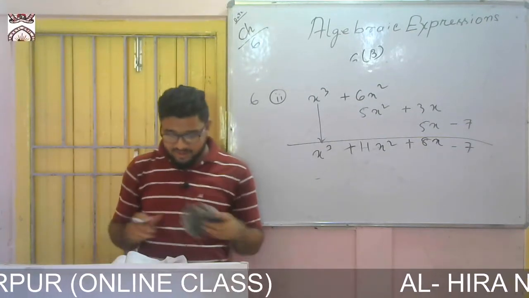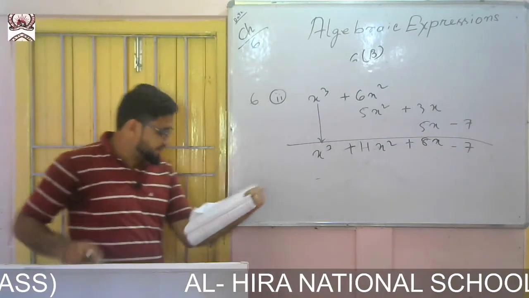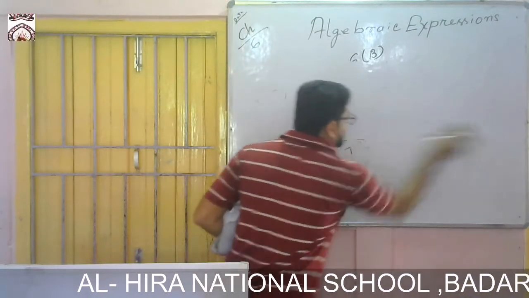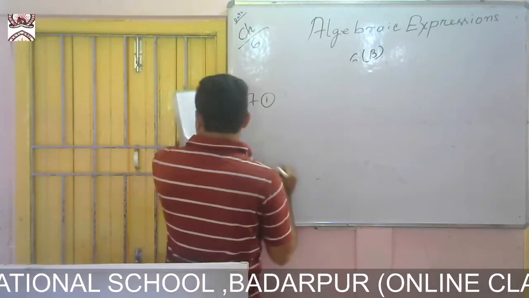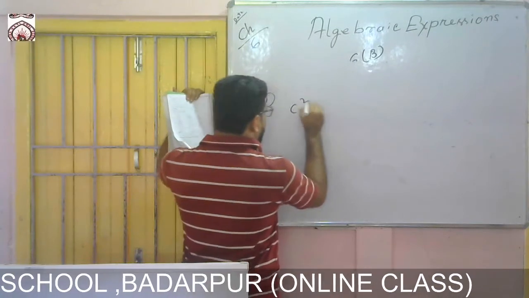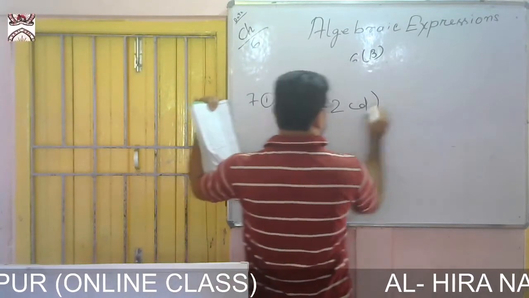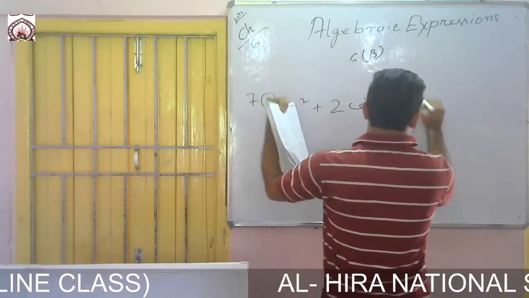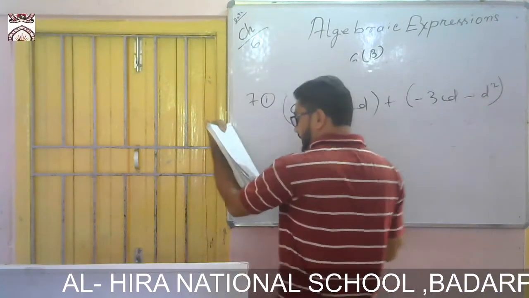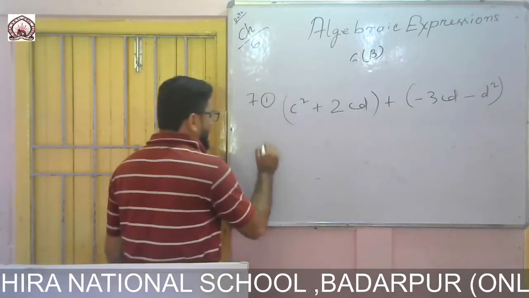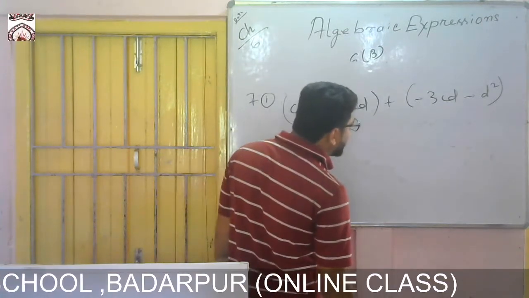Now come to question number 7. We need to simplify it. You see question number 7, what is there? Simplify. C square plus 2CD, bracket, plus minus 3CD minus D square.